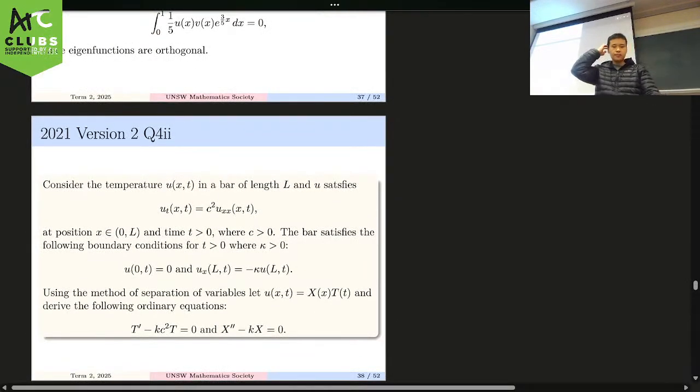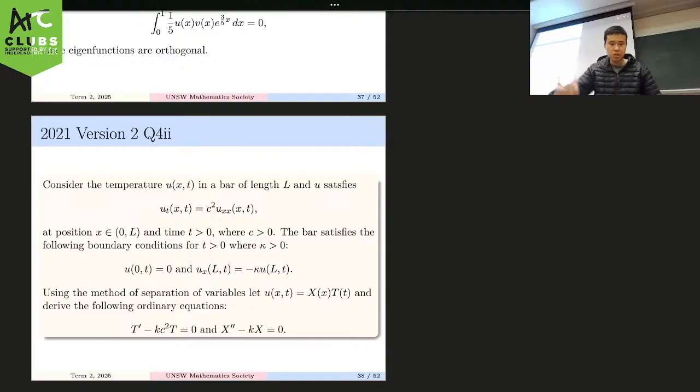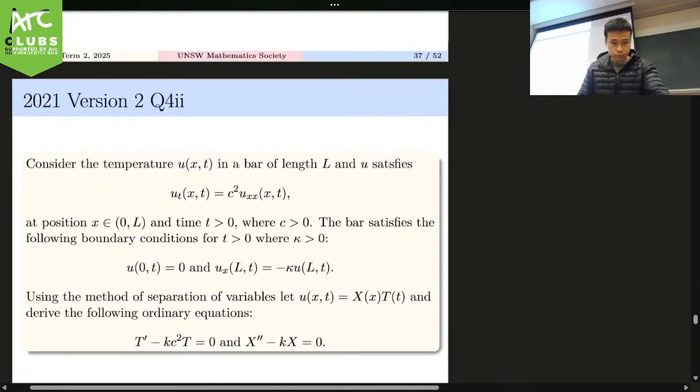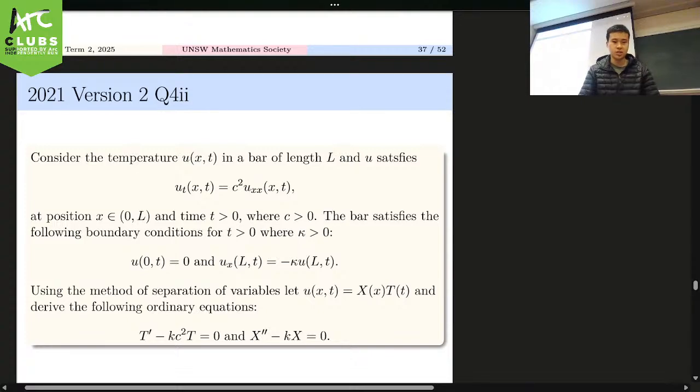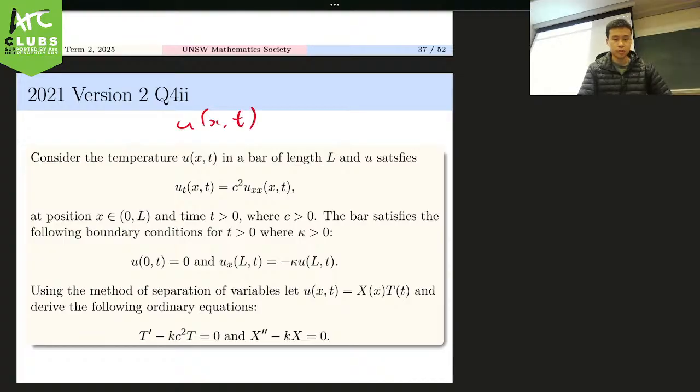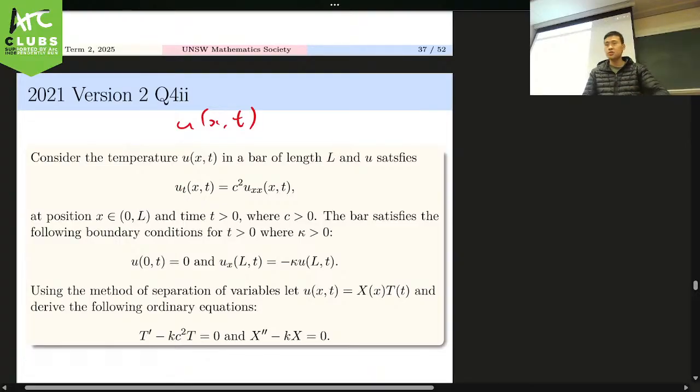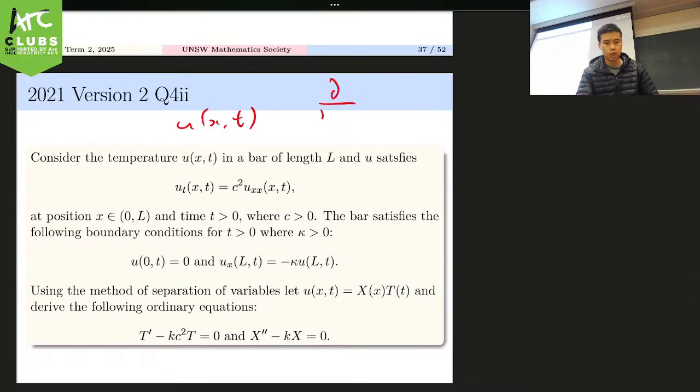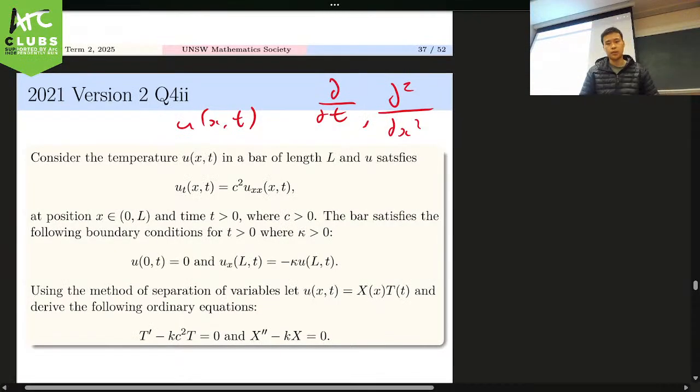Okay. Now I'm going to be considering how to solve partial differential equations, PDEs, not ODEs. Consider the temperature of a bar of some length, and it satisfies this differential property. Notice u is a function of x and t, and when you have one t in the subscript, you're differentiating once with respect to t, partial derivative with respect to t. For double x, that would be the second derivative with respect to x. It satisfies that, where c is some arbitrary constant.